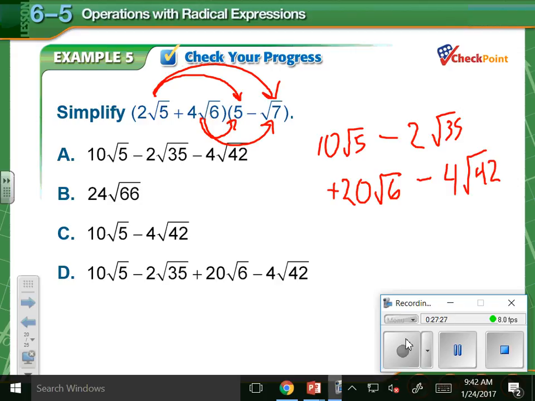Now, the only thing we need to do now is, is there a perfect square that's a factor of 35? 35 is just 5 times 7. 7 can't be broken down. 5 can't be broken down. So no.